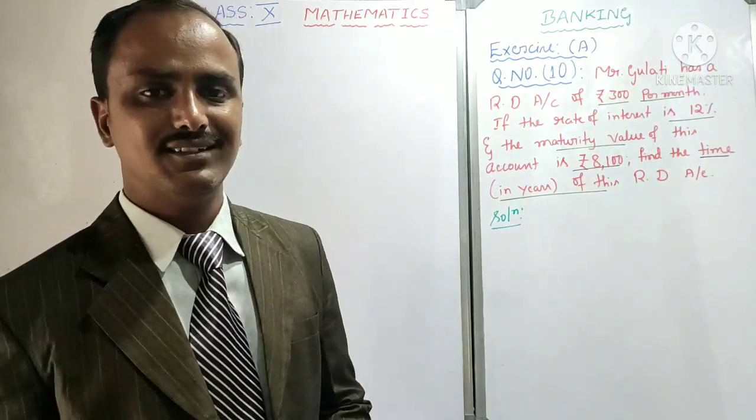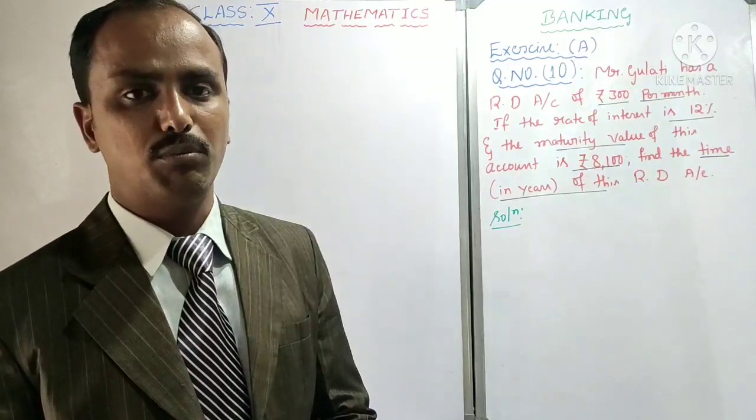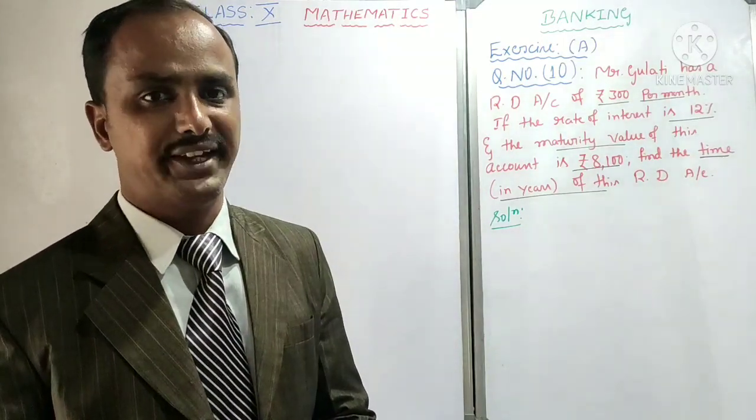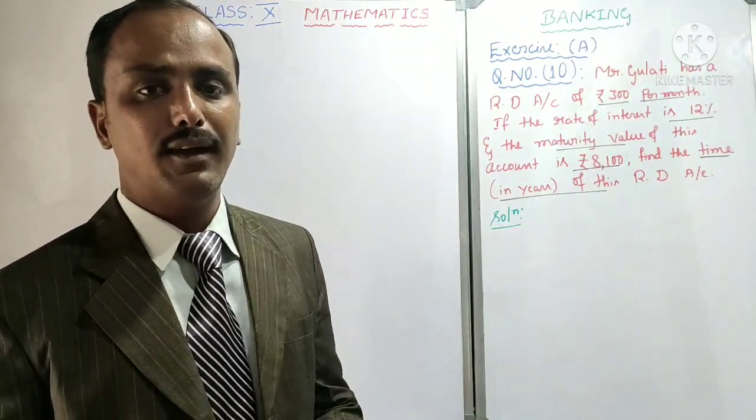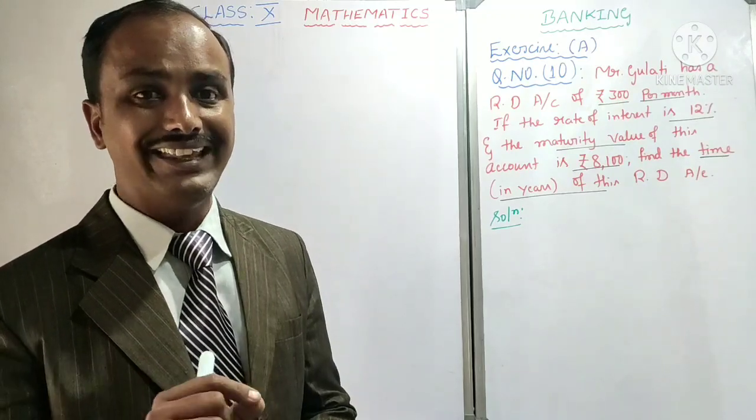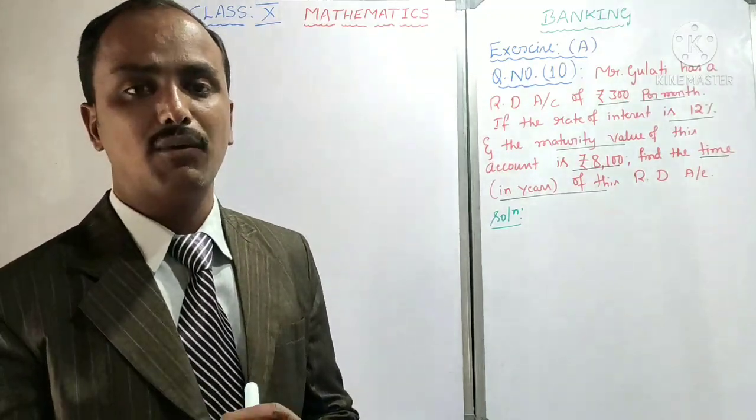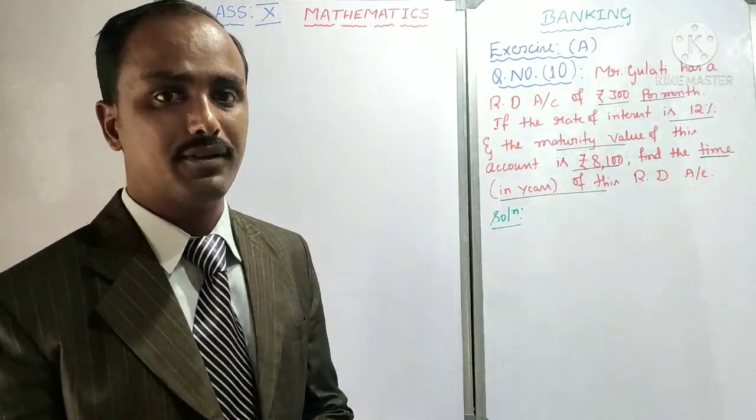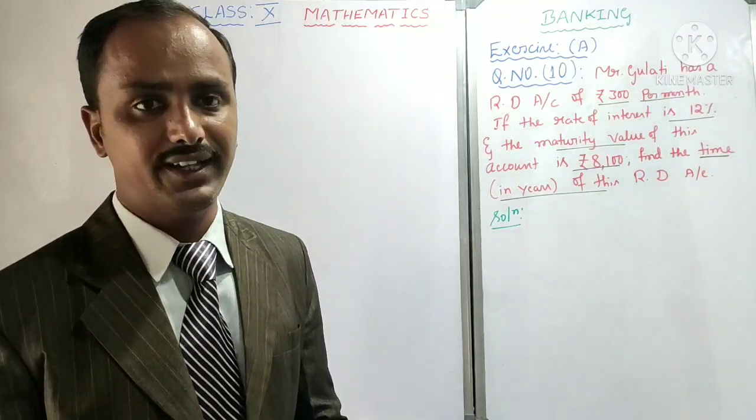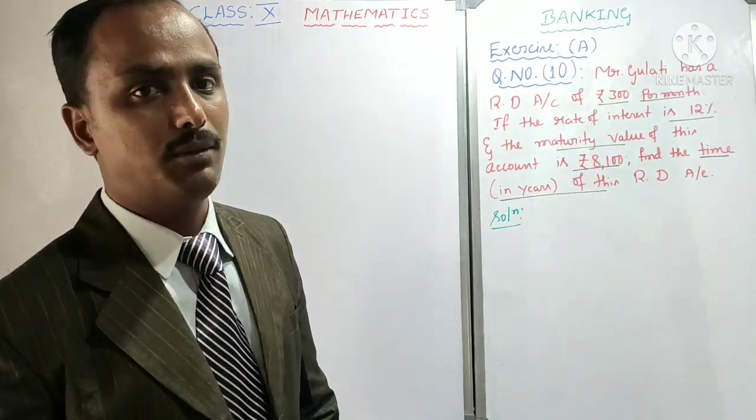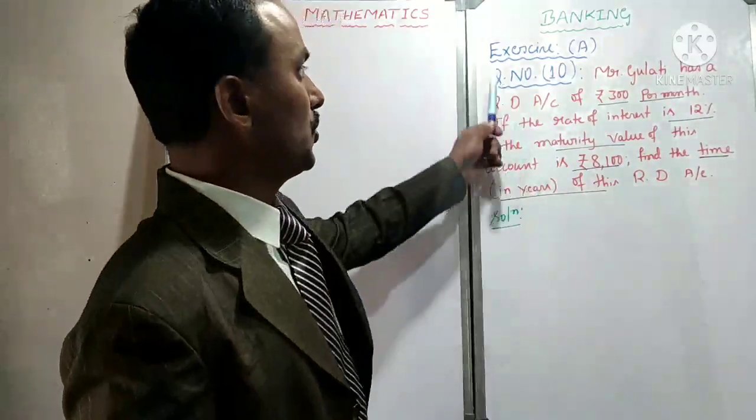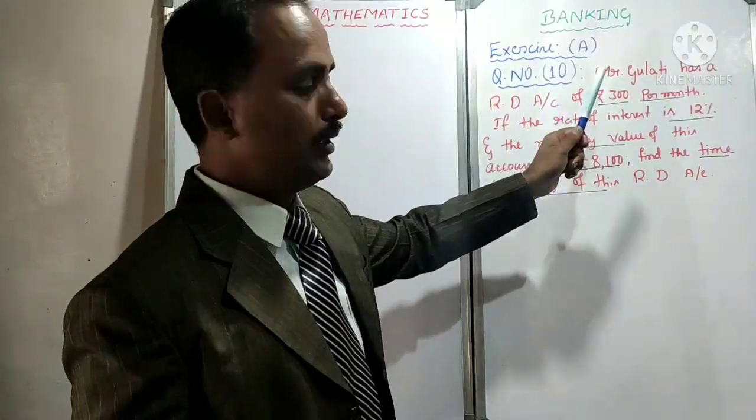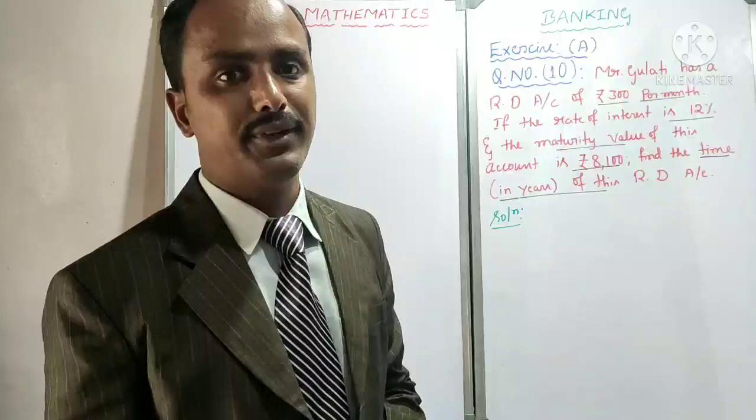Today I am explaining one more type of problem based on time period. In the maturity value formula, you know that the n term will come. n means the number of months, how many months they deposited. That n value I am finding in this related problem. Today I am explaining Exercise A, question number 10, which is a time period related problem.